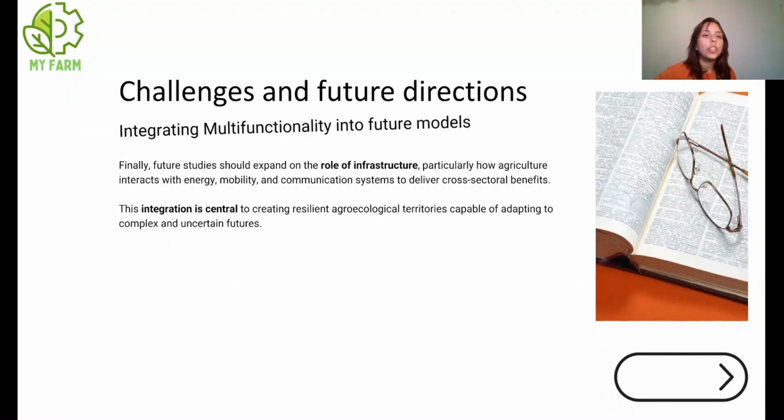Finally, future studies should expand on the role of infrastructure, particularly how agriculture interacts with energy, mobility, and communication systems to deliver cross-sectoral benefits. This integration is central to creating resilient agroecological territories capable of adapting to complex and uncertain futures.